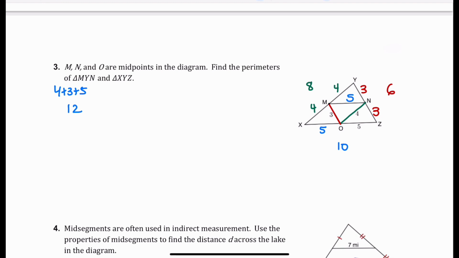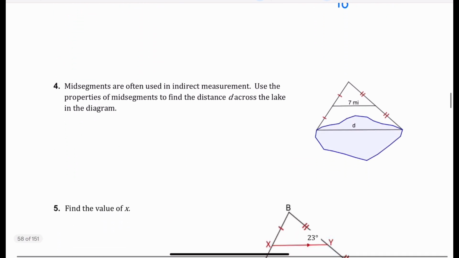Now XYZ is the big triangle here. So we're going to add up all of the sides. This side length is 8, this side length is 6, and this side length is 10. And that gives us 24 for XYZ. Keep in mind, look at those perimeters. The perimeter of the small triangle is exactly half of the perimeter of the big one.